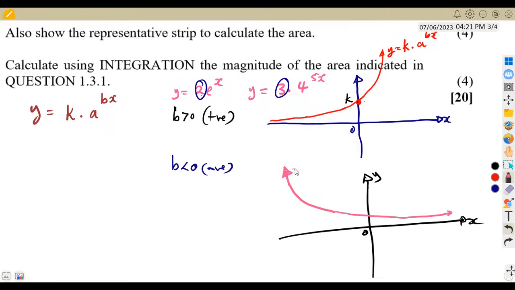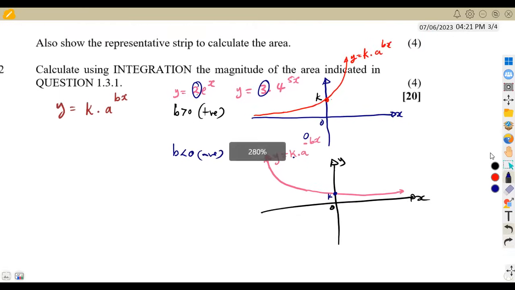So that is now when we are given y is equal to k, a to the exponent of minus bx like this. It passes through the same point, at k on the y-axis, because if x is 0, we are simply going to have a to the exponent of 0, which is 1. 1 times k is k. So it's going to pass through the point k, just like this part. All you need is the shape.